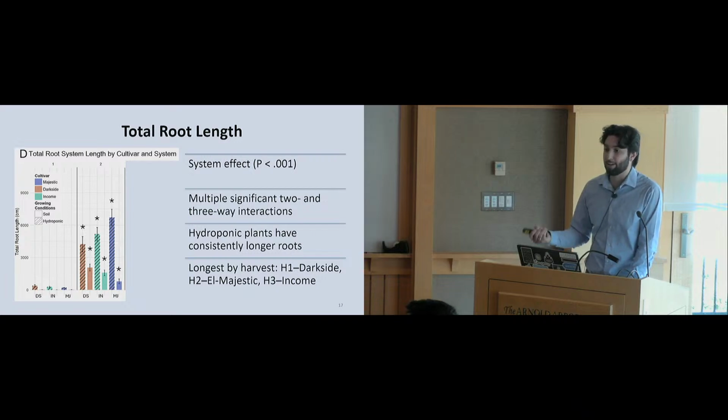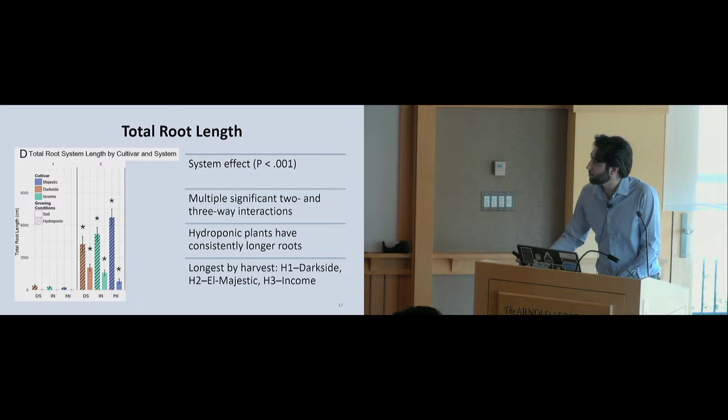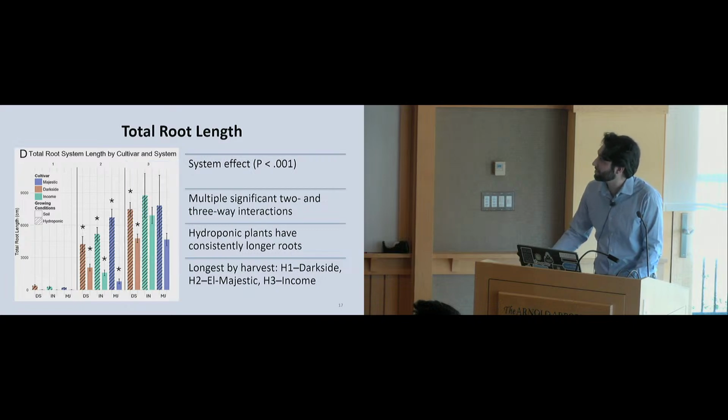And then we further separate that out by growth system, right? So the striped bars that we see are our hydroponics, and our solid fill is soil-based. So what we're seeing in our first 2 harvests here is that by total root system length, hydroponics has significantly greater root length than its soil counterparts. And that continues and becomes even more obvious as we go along to our 3rd harvest, our 45-day harvest. So there were also significant system-based effects along with multiple 2- and 3-way interactions between systems, cultivars, and harvests. But the bottom line here is that by total root length, hydroponically grown plants are longer than their soil-grown counterparts.